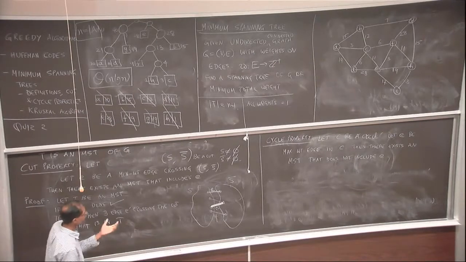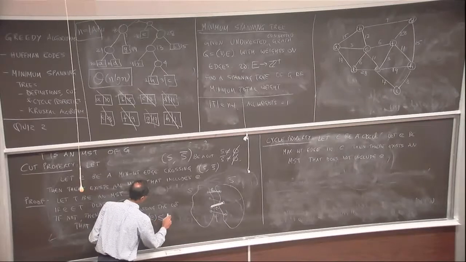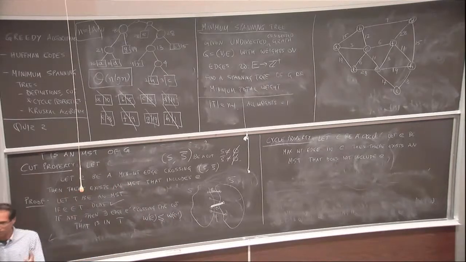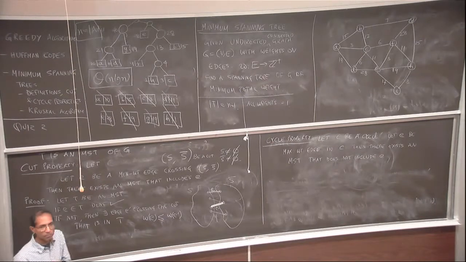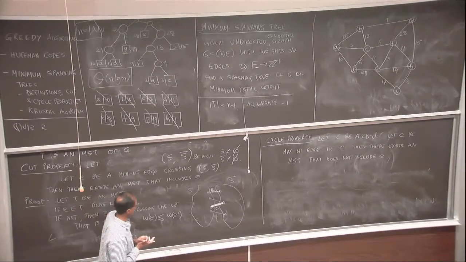Weight of the edge E is less than weight of edge E prime, or less than or equal to. Right? E is the lightest edge, the minimum weight edge. So weight of edge E is less than or equal to weight of E prime. Good. So what exchange argument would you try to do? So you want to exchange E and E prime. The question is, can we do it? Okay. So let's try to see whether we can exchange E and E prime.